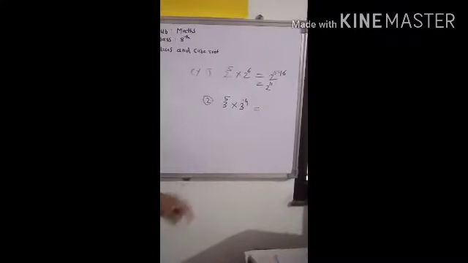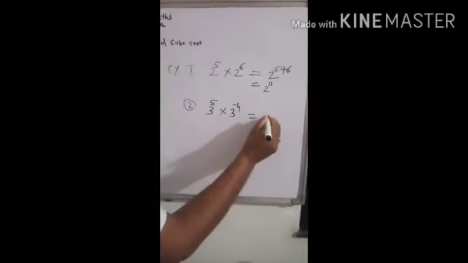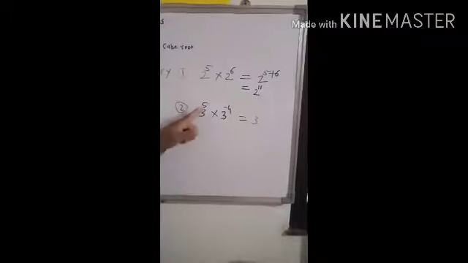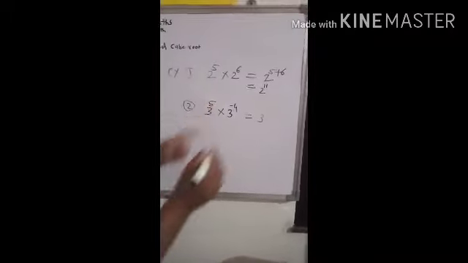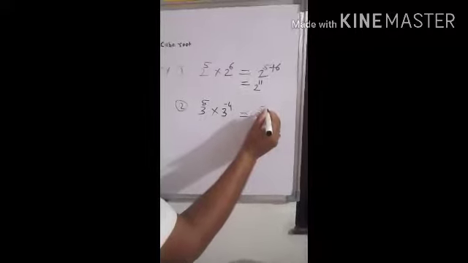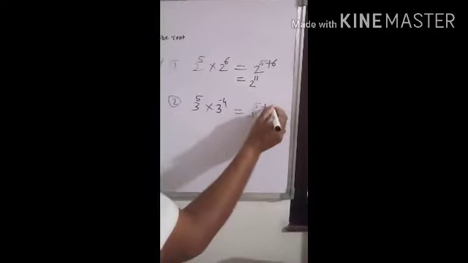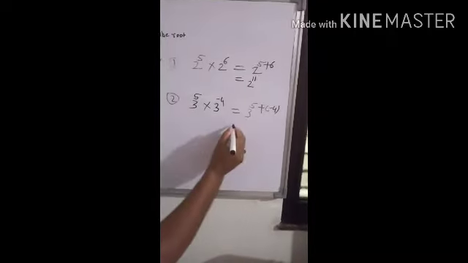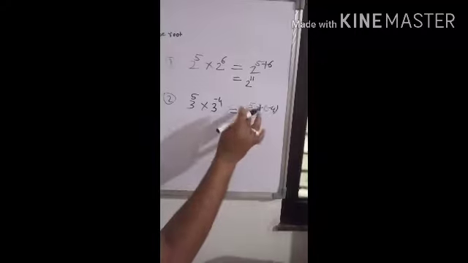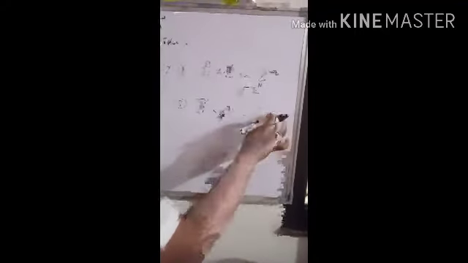So, how will we solve the example? In this indices example, we will take the base the same here and we will add the numbers which are in index form. This is 5 plus this number having minus sign, therefore we will write it in brackets. So what is the answer? 3 to the power 5 plus minus 4.